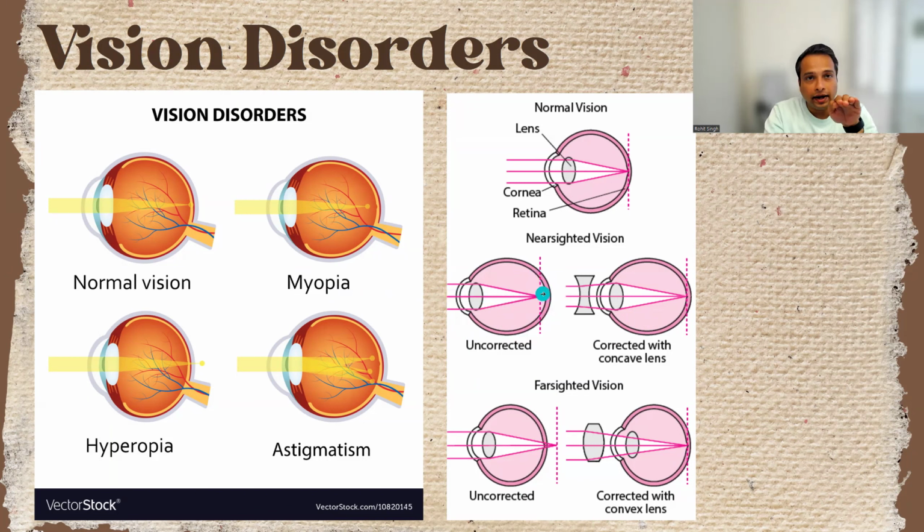It's actually falling ahead of the retina, and hence it's blurry when you see up front. When you put on a concave lens, or your specs, that adjusts your focal point and brings it back to your retina, and that's how you correct nearsightedness.